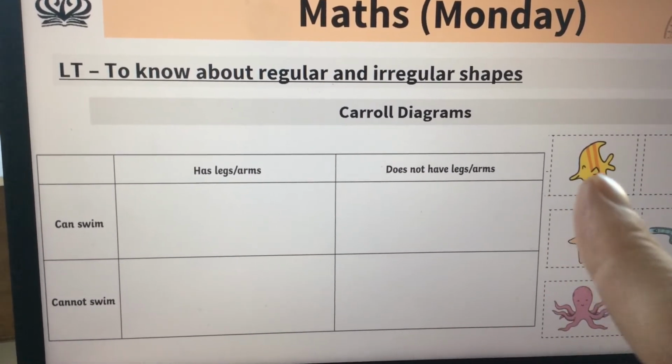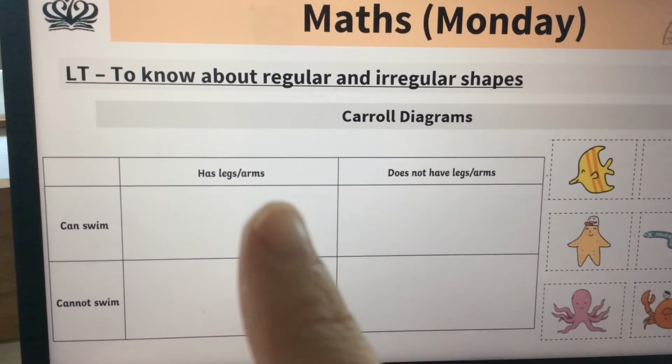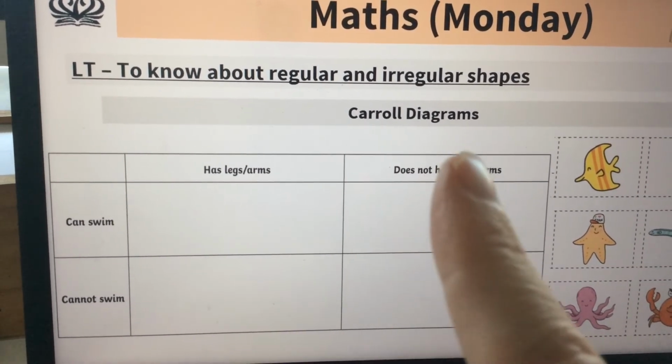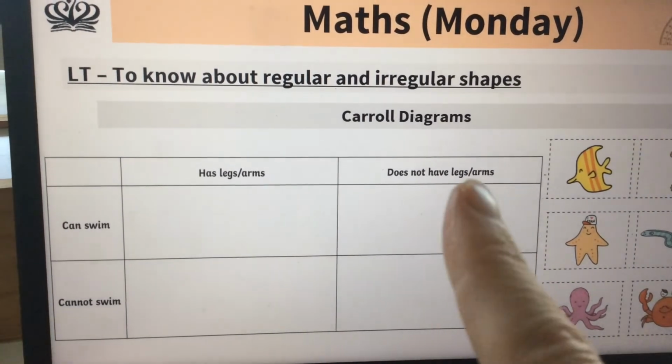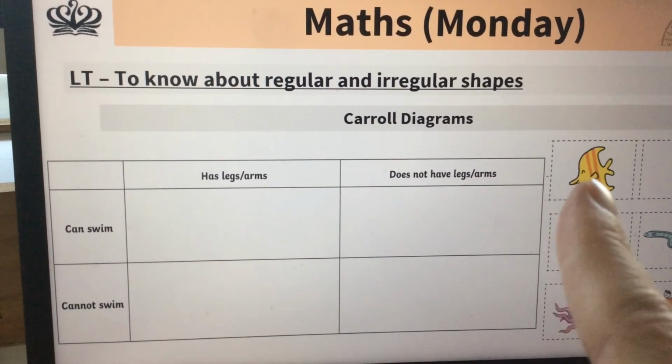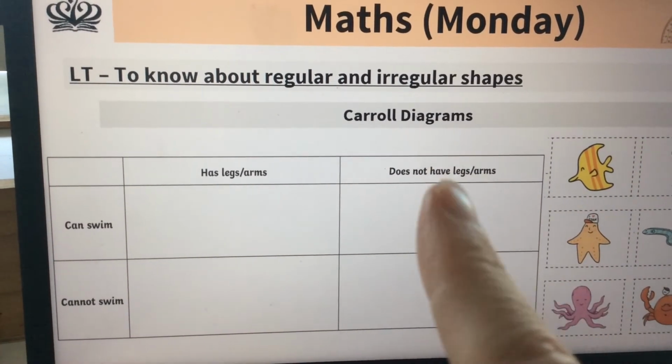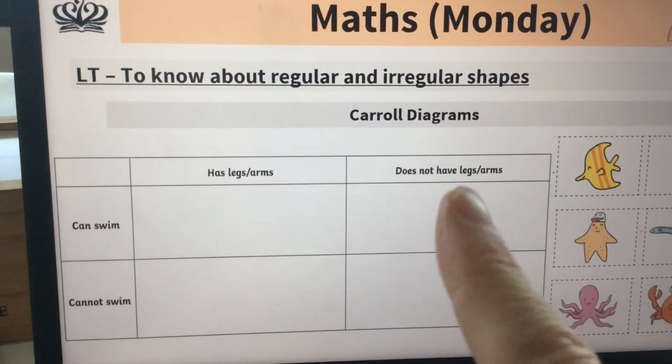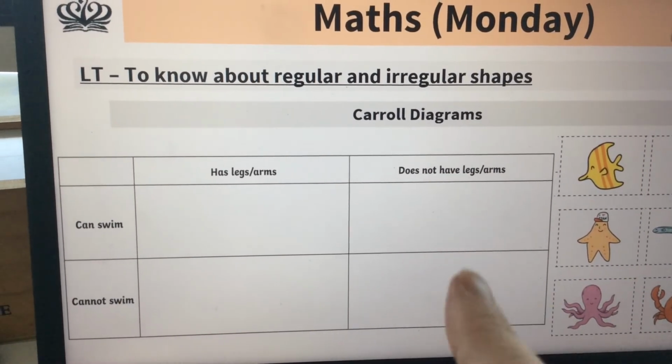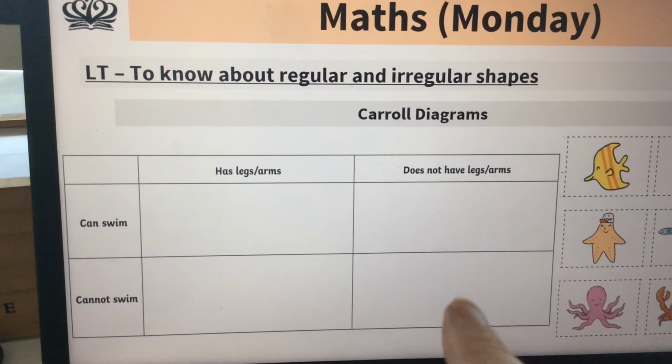So let's do one together. Let's have a go with this yellow fish here. So first of all, does it have legs and arms or does it not have legs and arms? It doesn't have legs and arms, it's got fins. So it doesn't have legs and arms, so it's going to be in this column but we don't know which box we're putting it in yet. We don't know which row.